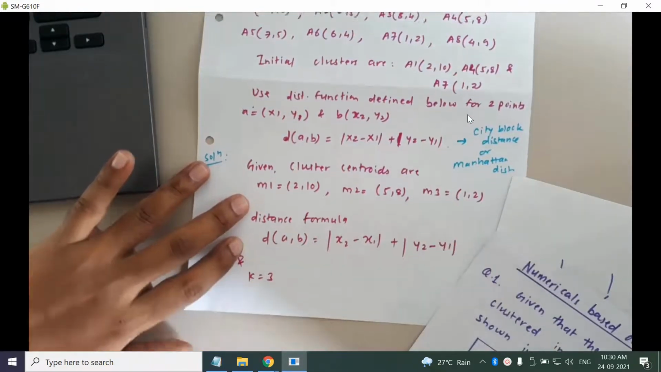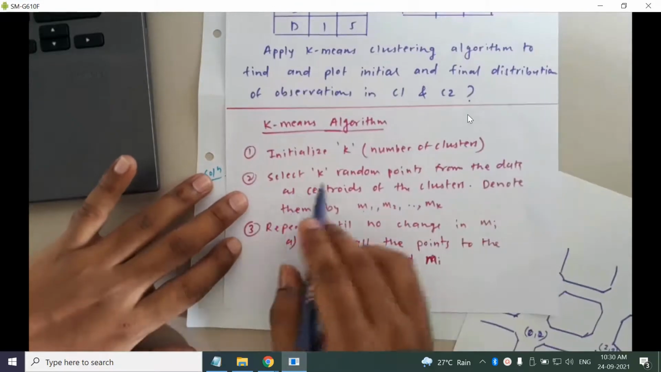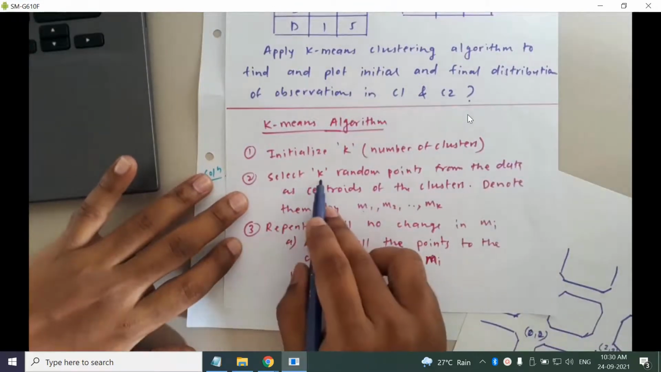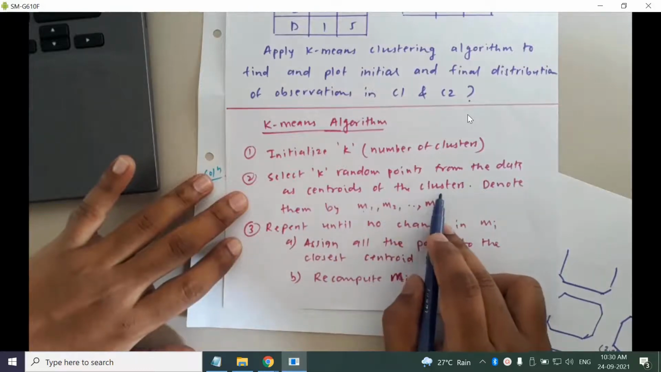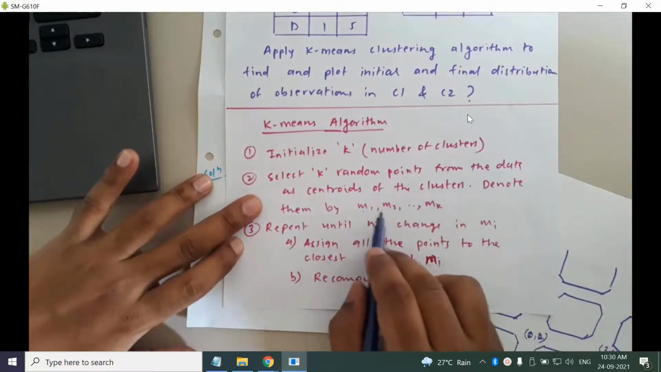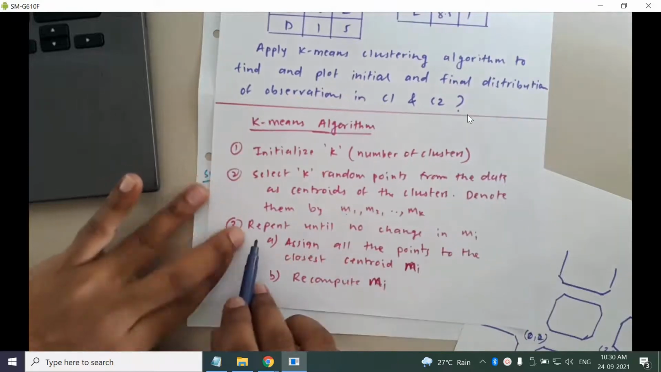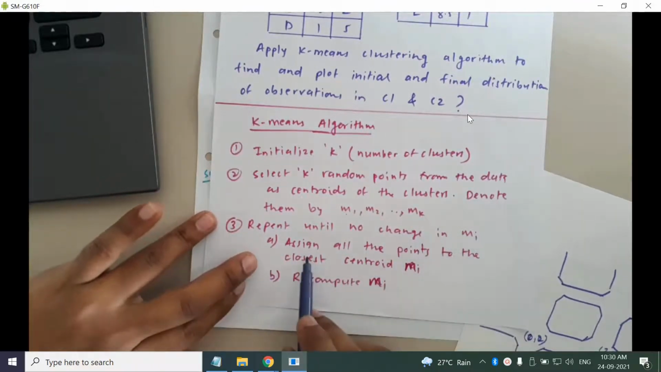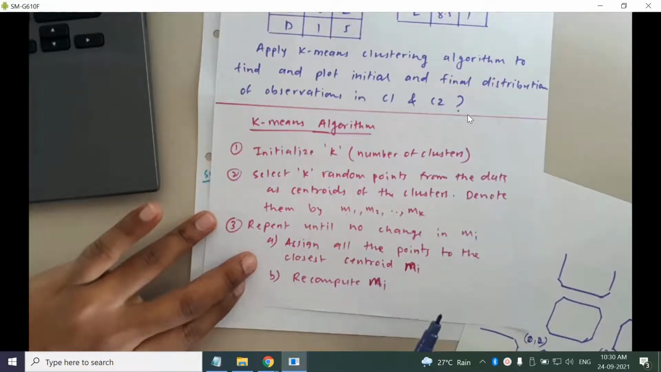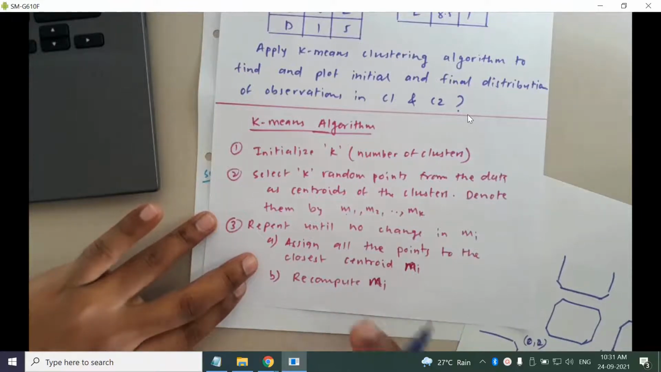Okay, so select K random points. Select 3 random points from the data as centroid of the cluster. This is also done, right? So we have M1, M2, M3. So we have to start with this one. Repeat until no change in Mi. Assign all the points to the closest centroid Mi.